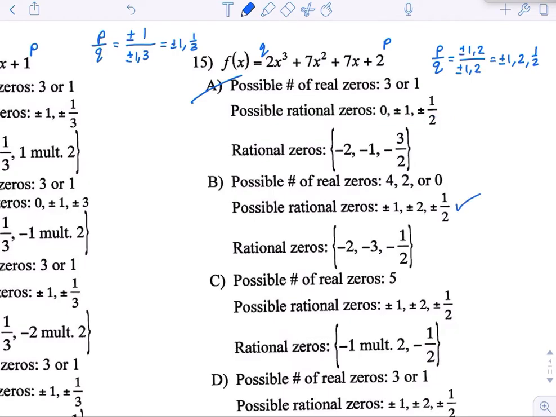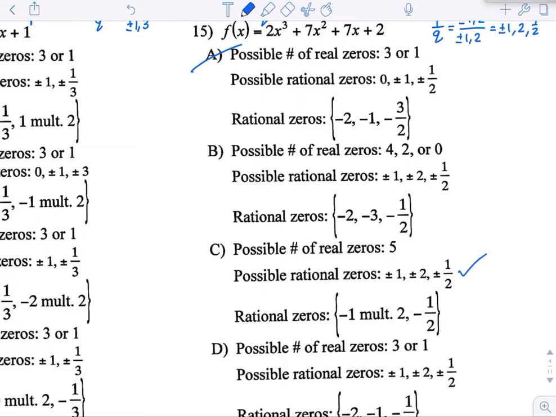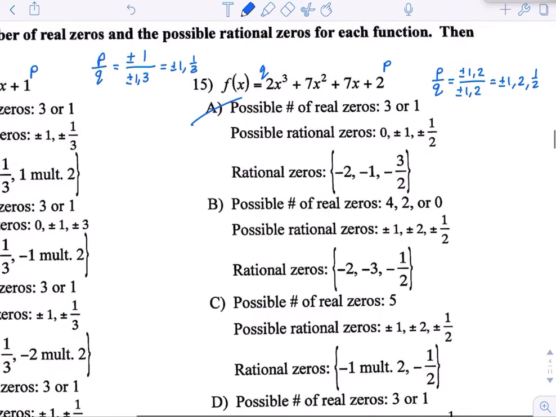This one looks good. This one looks good. And this one looks good. So we know A is not the answer. Now let's look at our rational zeros, right? Because our rational zeros should come from this list as well. So here we have this. Negative 3 is out of place. So eliminating that one.